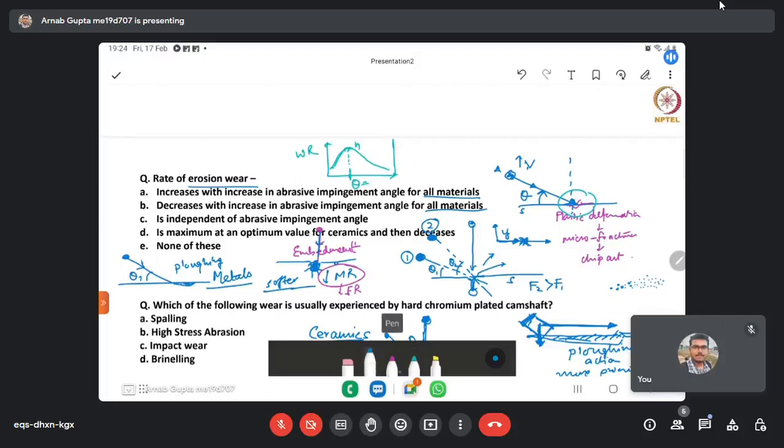However, on the contrary, for ceramics, we see that it will gradually increase, and at higher values of theta, it will lead to higher erosion rate.